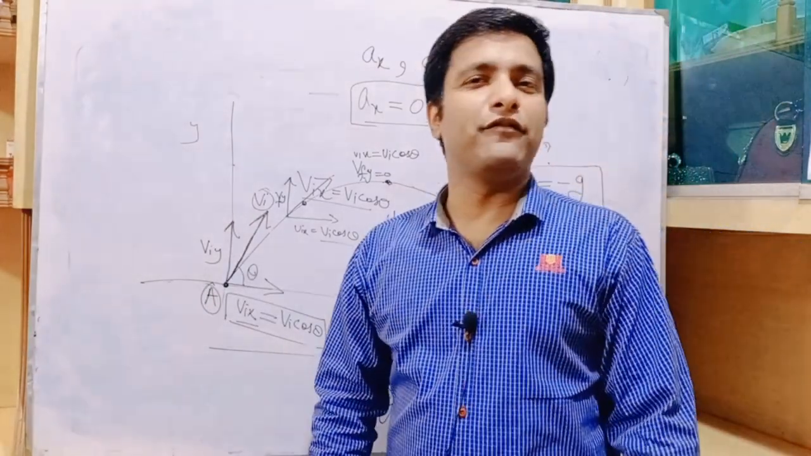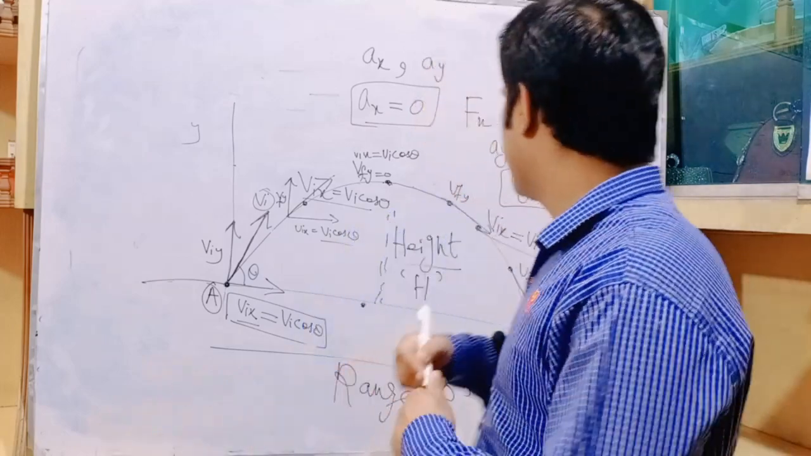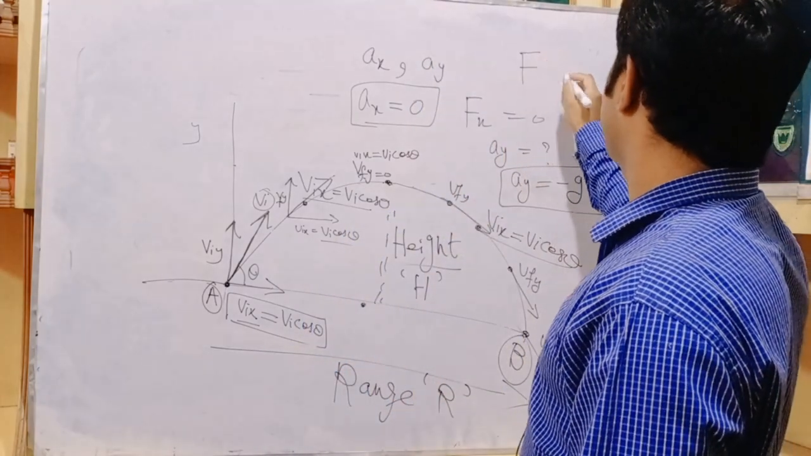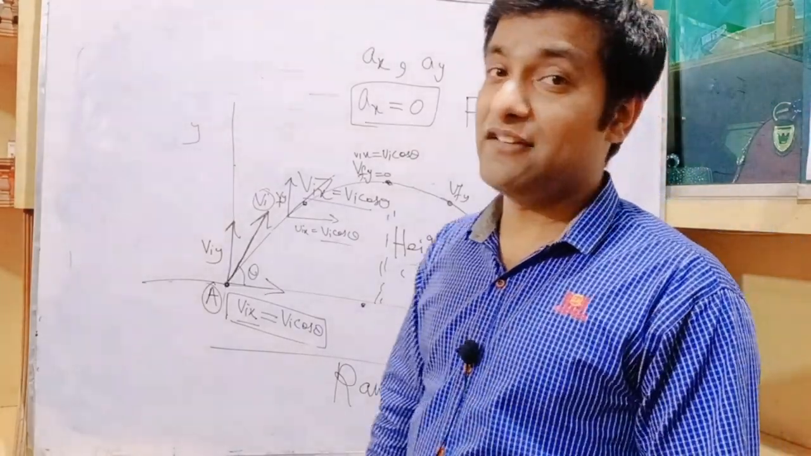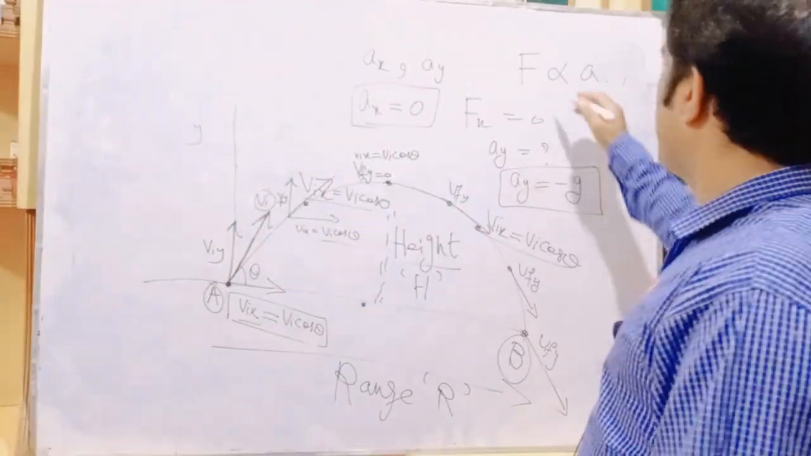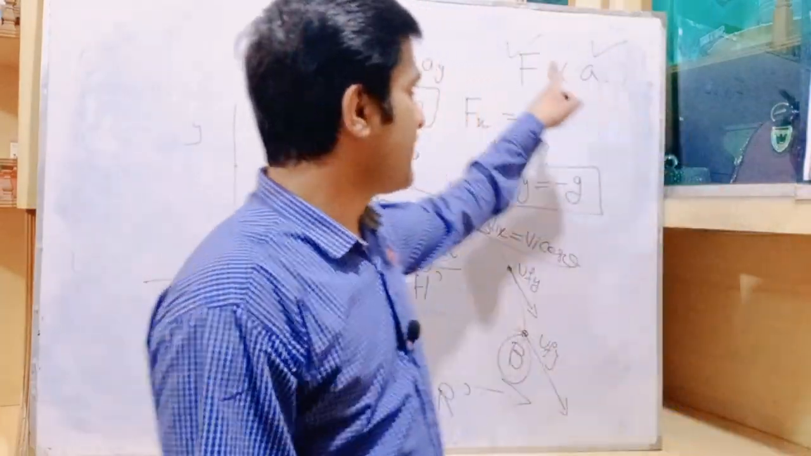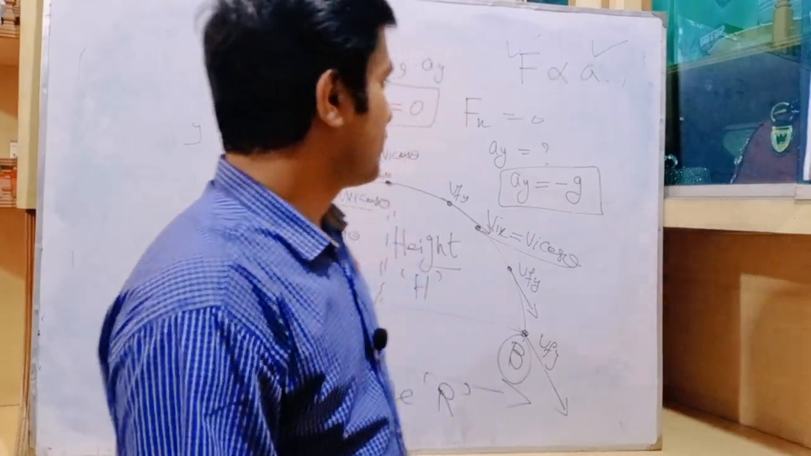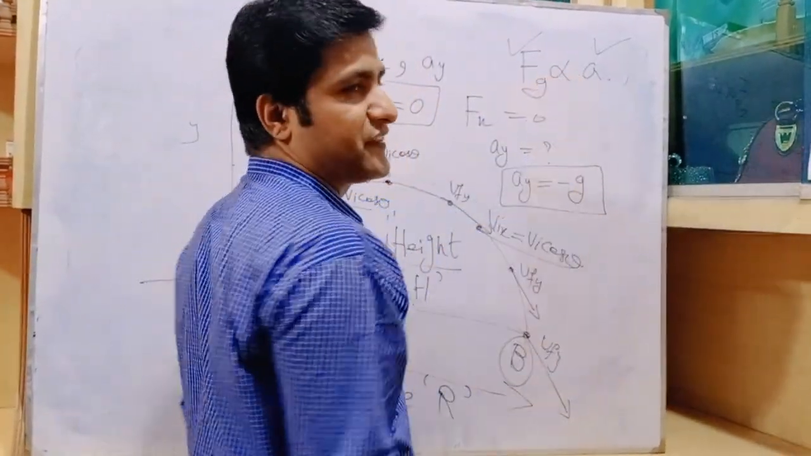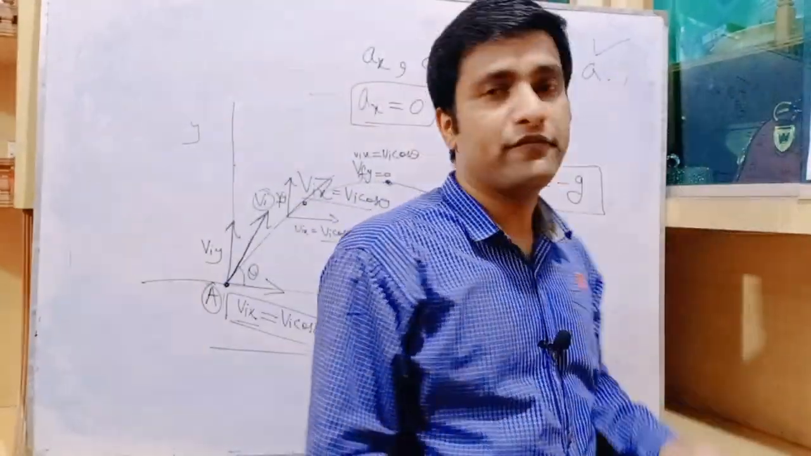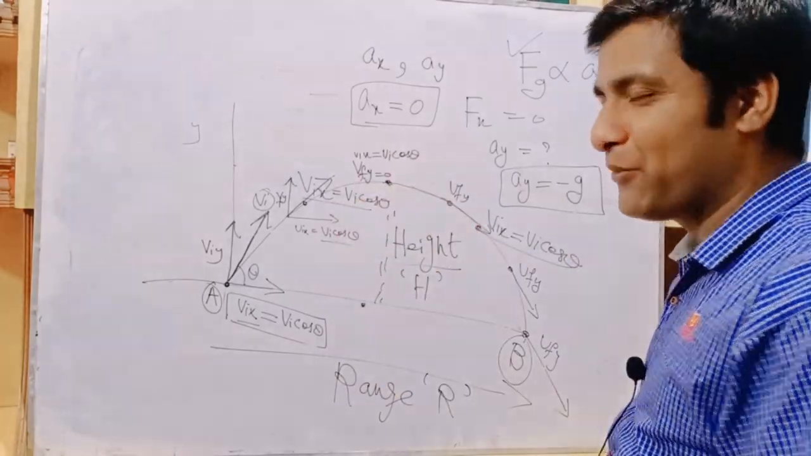Why? Because the force acting on the projectile is the same, and as you know, force and acceleration are directly proportional to each other as per Newton's second law. So if this is fixed, this will also be fixed. If this is changing, acceleration would be changing. So we are saying that the force of gravity is fixed, it will remain the same, so acceleration will also remain the same, and that will be minus g throughout the projectile motion.